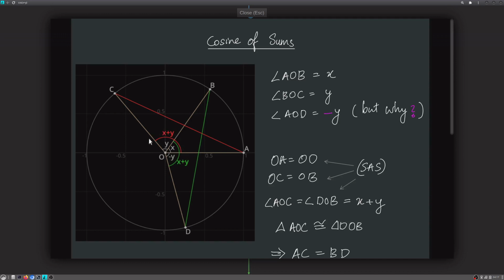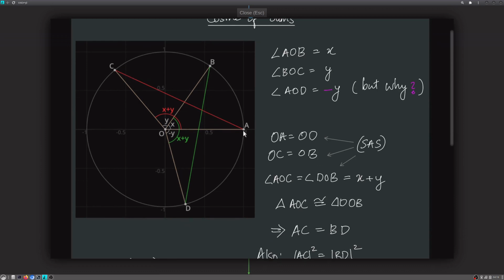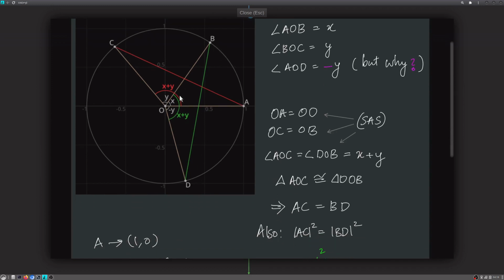So this total angle is X plus Y, and this total angle is also X plus Y. Why is that? Because X minus minus Y would be X plus Y. That's how this is X plus Y. Now we can see that this length and this length are the same. This length and this length are the same, and the angles between them are also the same. So triangle AOC and triangle BOD are congruent, which means this red AC and this green BD are both the same. If the lengths are the same, then the length squares are also the same.